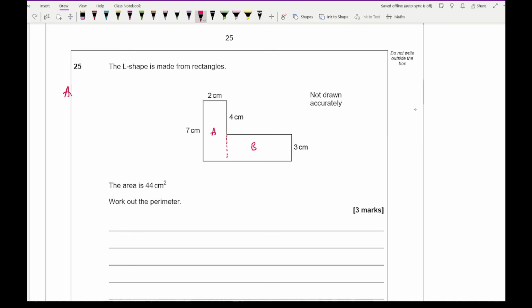Now the area of A, I can work that out because I've got the 2 dimensions, which is 4 times 7, which is 14. Now the area of B, I can't work out using dimensions because I don't know what this length here is, which I'm just going to call x, and that's 2. However, I can work out the area because the total area is 44 and the area of A is 14. That means that the area of B is going to be 30 centimeters squared.